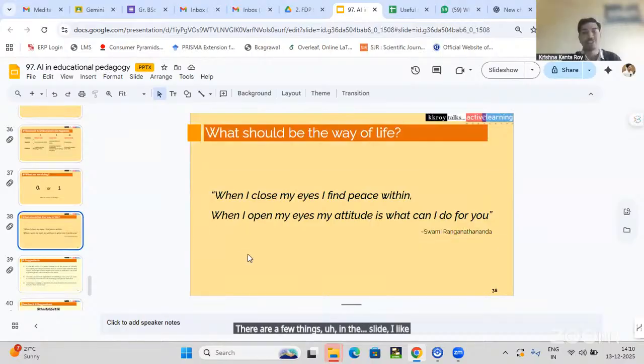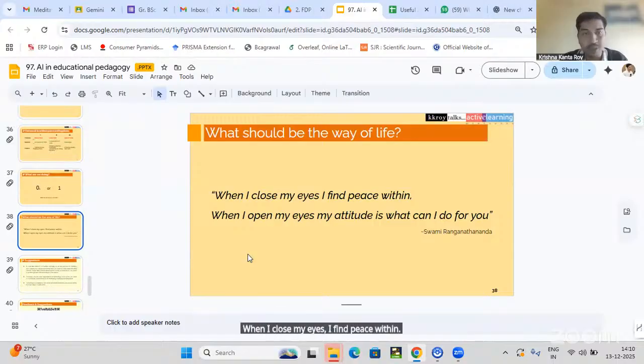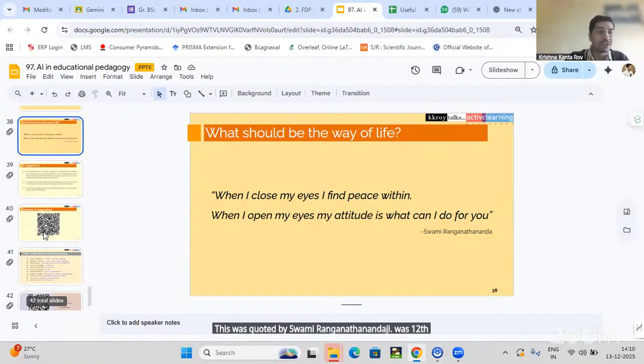I like this quote, so I'll just read the final quote, which is, when I close my eyes, I find peace within. When I open my eyes, my attitude is, what can I do for you? This was quoted by Swami Ranganathananda ji, who was the 12th president of the Ramakrishna Order.